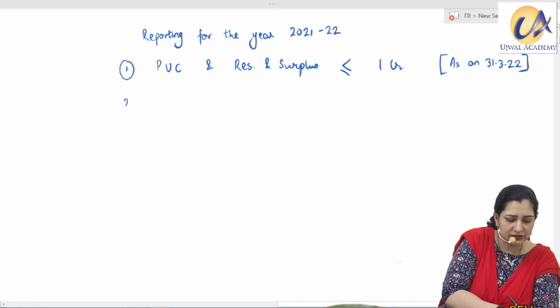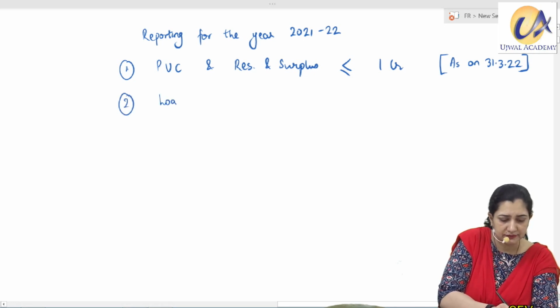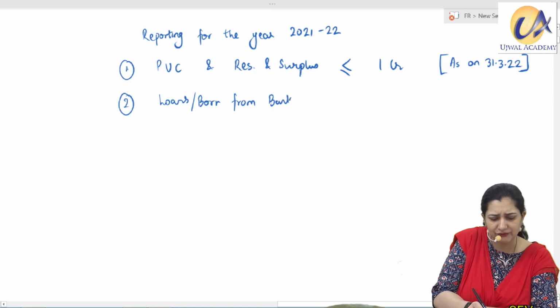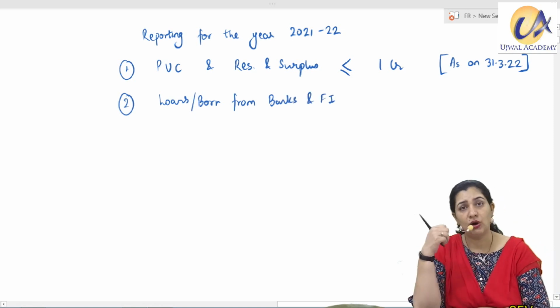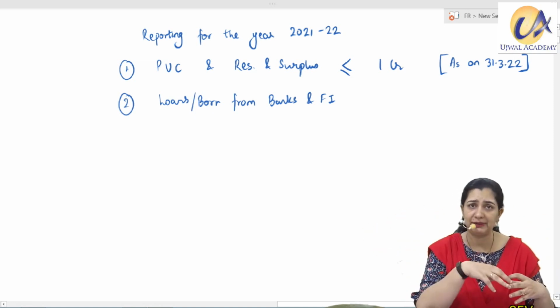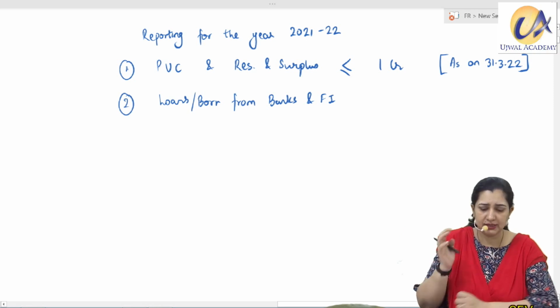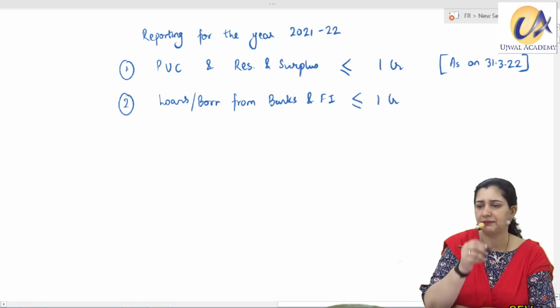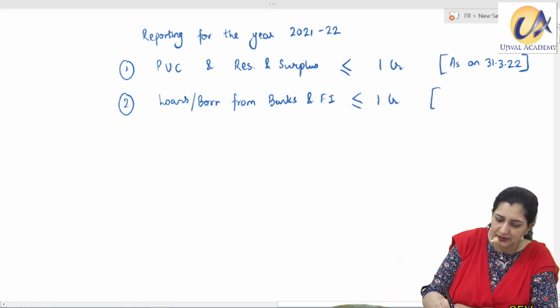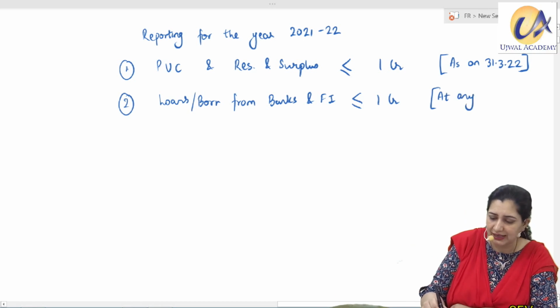This I will see as on 31st March 22, balance sheet date. Okay. Second condition, what I will be checking? The loans. When I say loans, borrowings from banks and financial institutions. All together. So I have one loan from one bank, another loan from a financial institution, one loan from an NBFC. I have to take the total of all of them. And this loan, when I check, should be again less than or equal to 1 crore. And this limit is at any point of time, any time during the year 21-22.